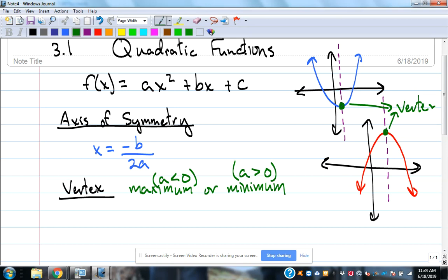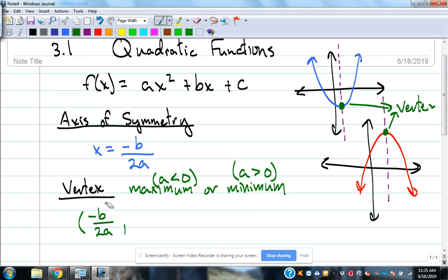The vertex is an ordered pair because we're talking about a single point, right? So in the ordered pair, negative b over 2a is the x value. That's the same thing as the axis of symmetry. So once you find the axis of symmetry, you get half of the vertex for free. That's a good thing. Two birds with one stone, as we used to say.